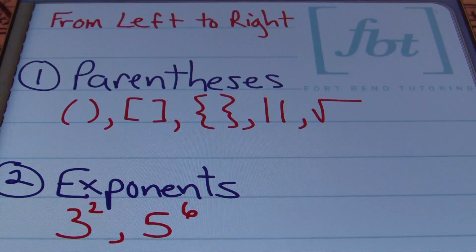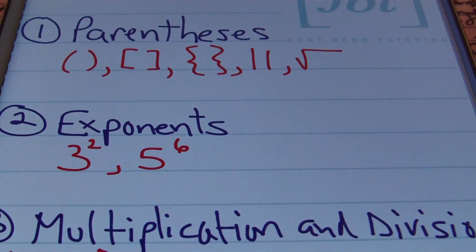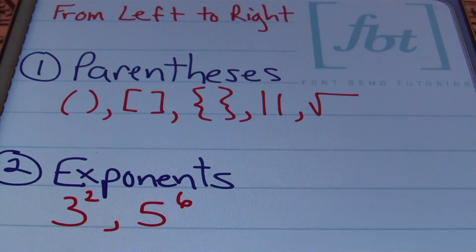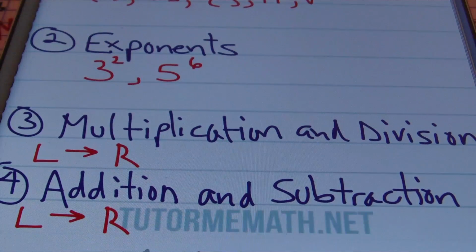Throughout the entire process. Number 1, you'll focus on your parentheses, and when we say parentheses, we are including all grouping symbols. That's right, parentheses, brackets, braces, absolute value, and the radical sign. Any symbol that can group numbers and operators. If both of those conditions are met, that's what we're calling a grouping symbol. Then next, we're looking at exponents.